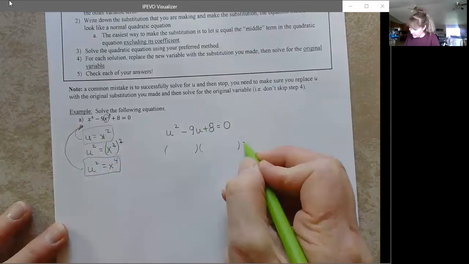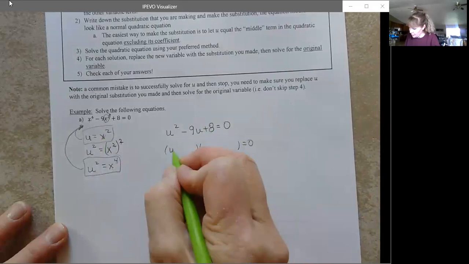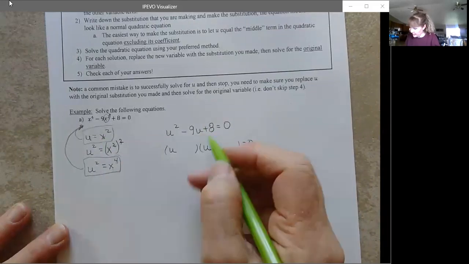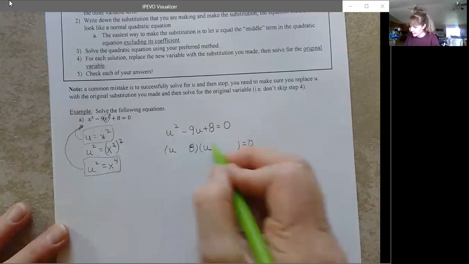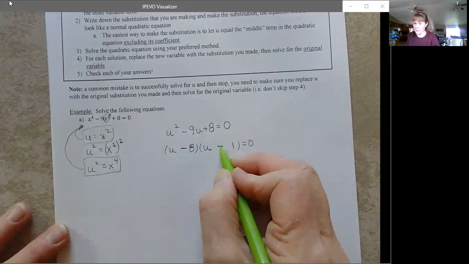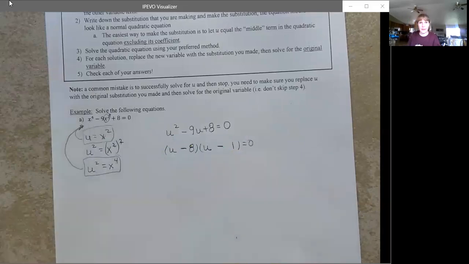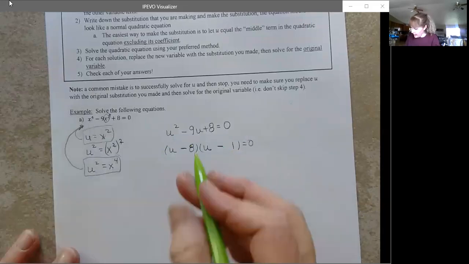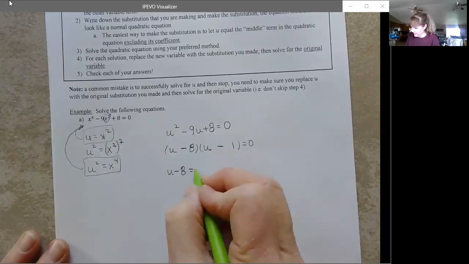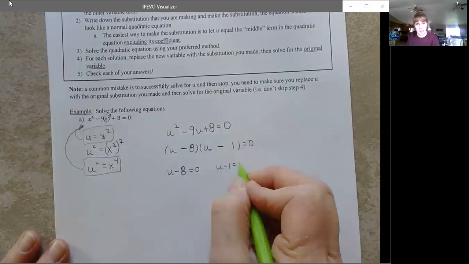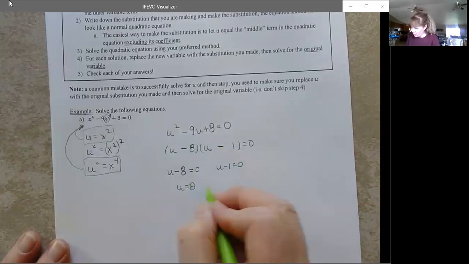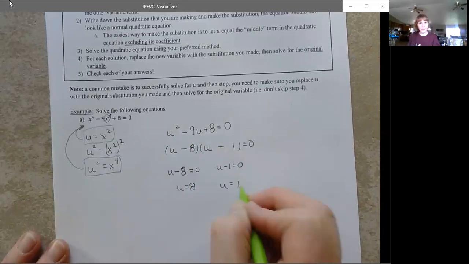So we have u times u is u squared. And then I know that 8 times 1 is 8, and a minus 8 and a minus 1 give you a minus 9. Which tells me, using the zero product property, that one of those has to be 0: u equals 8, or u equals 1. Okay.